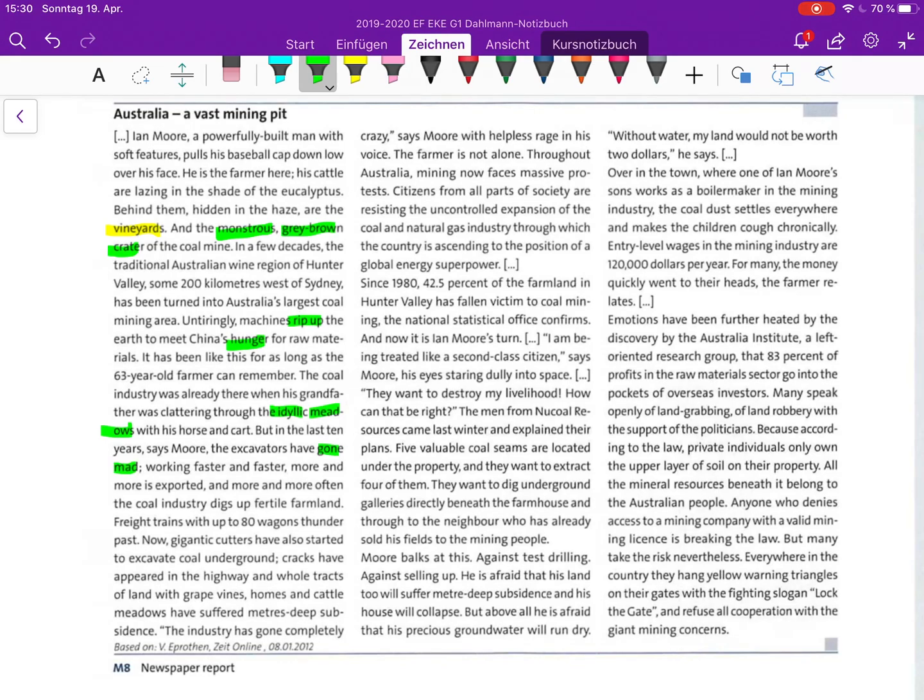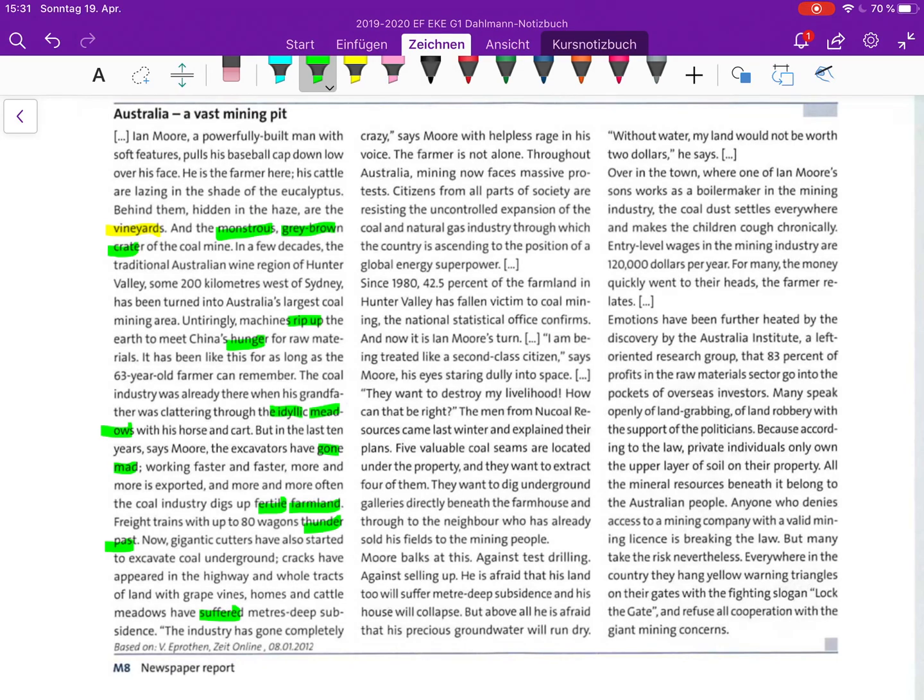My God, so many. Working faster and faster, more and more is exported, and more often the coal industry digs up fertile farmland. Freight trains with up to 80 tons thunder past. Now gigantic cutters have also started to excavate coal underground. Cracks have appeared in the highway, and whole tracts of land with grapevines, homes, and cattle meadows have suffered meters-deep subsidence. The industry has gone completely crazy, Moore said, with helpless rage in his voice.